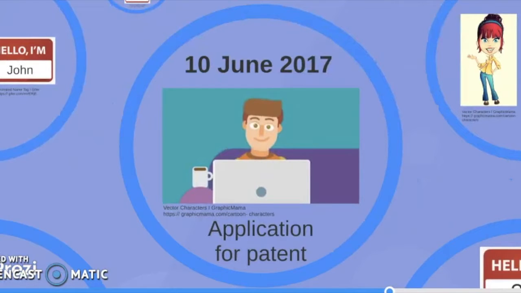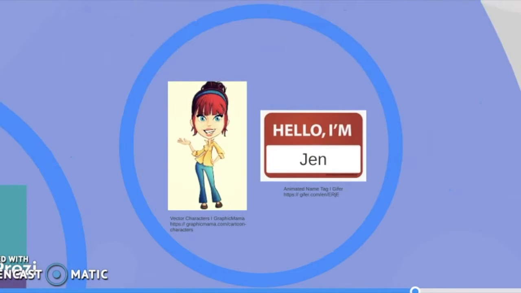On 10 June 2017, John applied for a patent to protect the new name tag he had invented. On 10 July 2017, the patent was registered. However, Jen was also making a name tag identical to John's in 2015. Jen had never met John, nor did she know about the name tag he had invented. Jen's name tag was not subject to a patent.